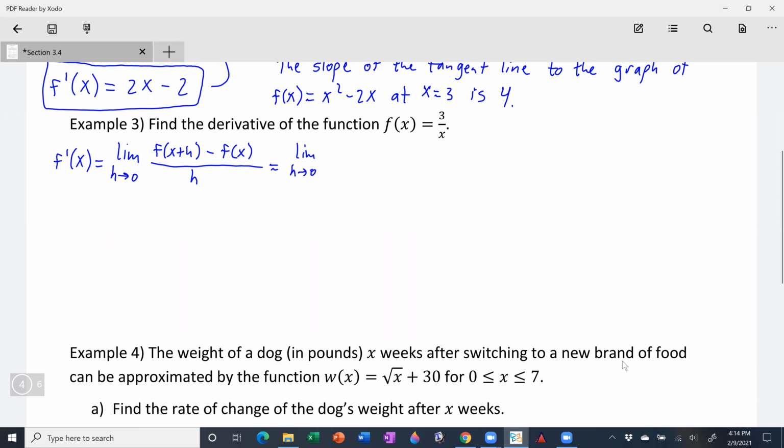The limit as h goes to 0. So f of x plus h. So this is going to be 3 over the input, so x plus h. Okay, so that's the function this time. Minus f of x. So f of x is just itself. Okay, divided by h.